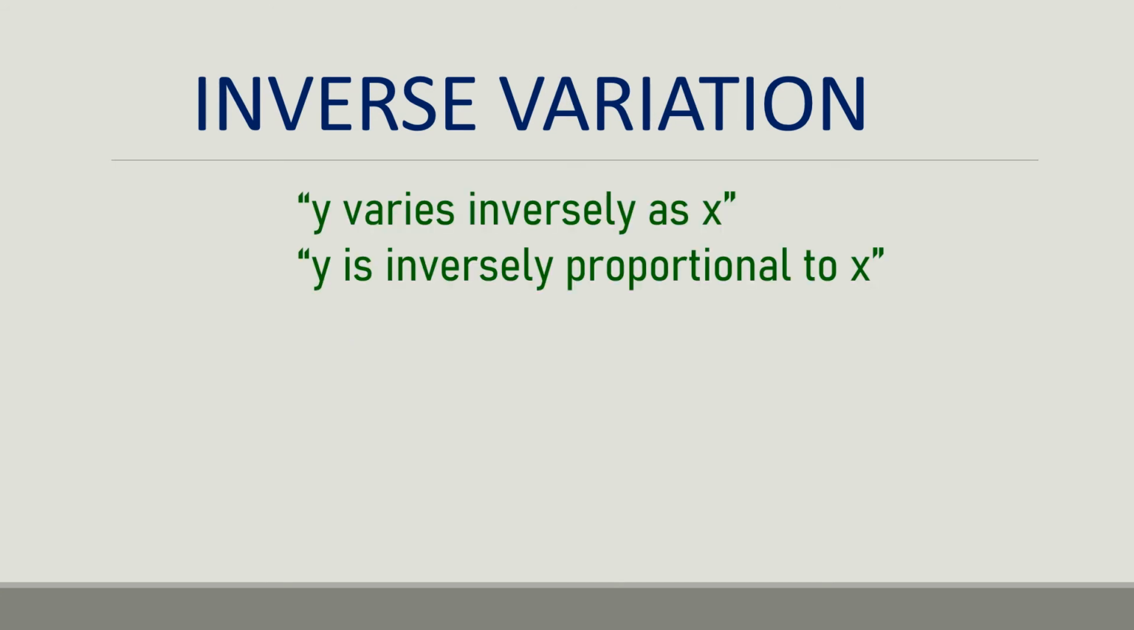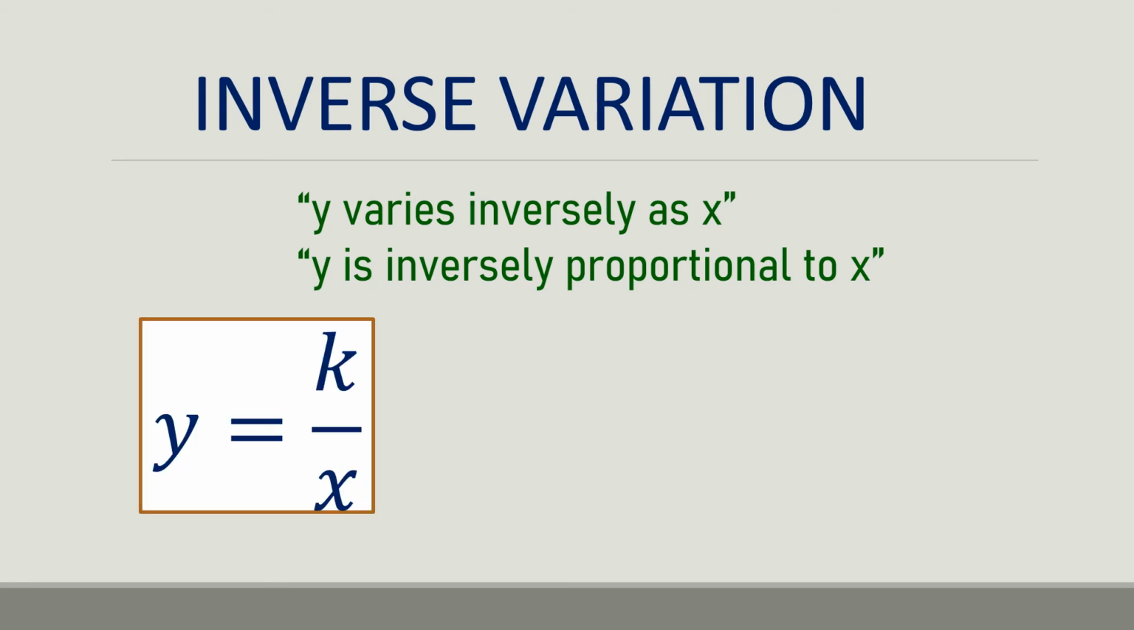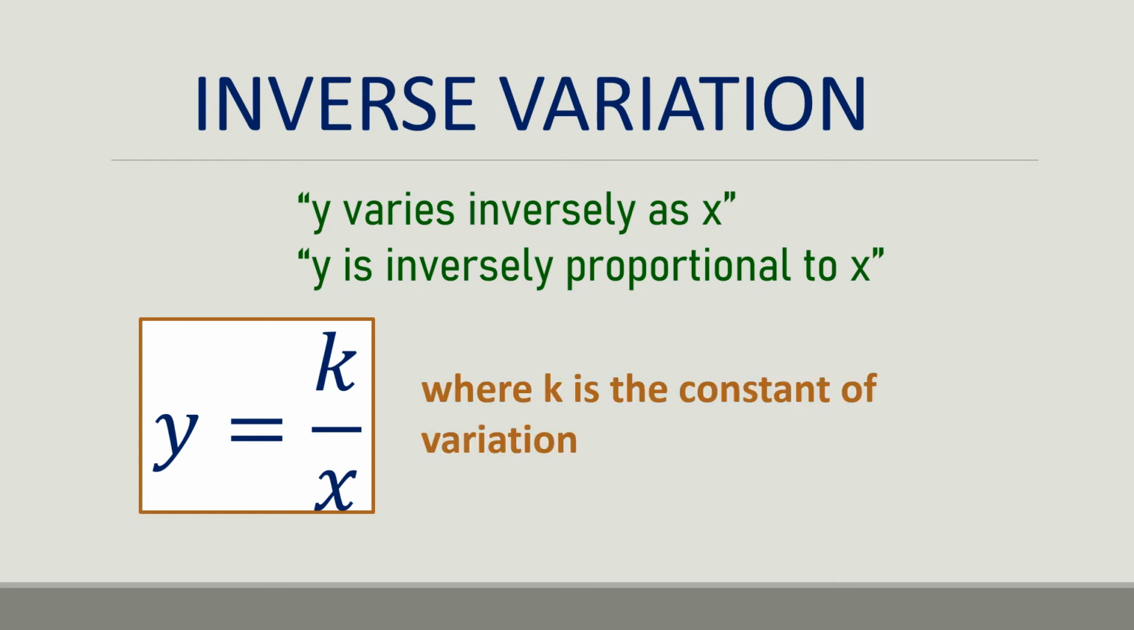Oh wait, before that, we have here the commonly used statements for inverse variation. Okay, so these will be your indicators that a problem is involving inverse variation. So we have y varies inversely as x, and y is inversely proportional to x. And these two statements actually equate to this formula here: y equals k over x, where k again is the constant of variation.